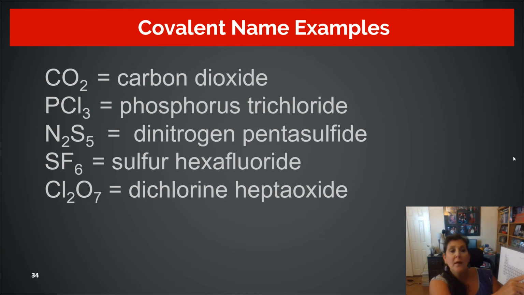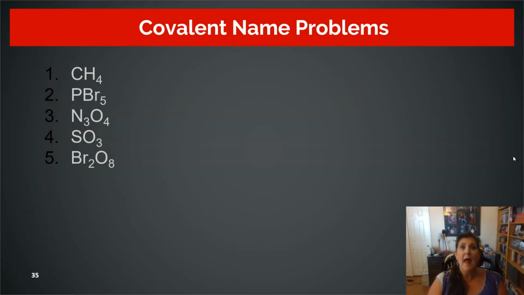And then Cl2O7, 2 chlorines, so dichlorine. And then O is oxygen. There's 7 of them, so heptaoxide. Okay, so those are your examples. Hopefully that's not too bad, right? Use the prefixes. Now I want you to pause and name these 5 chemicals. Hit pause and see if you can name them. Spelling counts, so see if you can do a good job with the spelling as well.